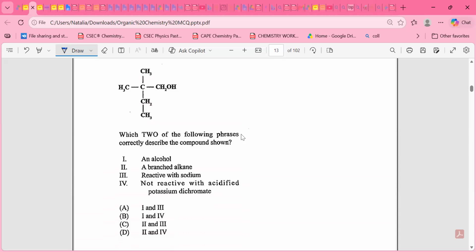Which two of the following phrases correctly describe the compound shown? So we're looking for the homologous series. We're seeing the hydroxyl. So the homologous series would be alcohol because the functional group is OH. It cannot be alcohol and alkene at the same time, so 2 is wrong. Alcohols can react with sodium. So our answer is 2 and 3. Alcohols are reactive with acidified potassium dichromate. They are oxidized to form acid.